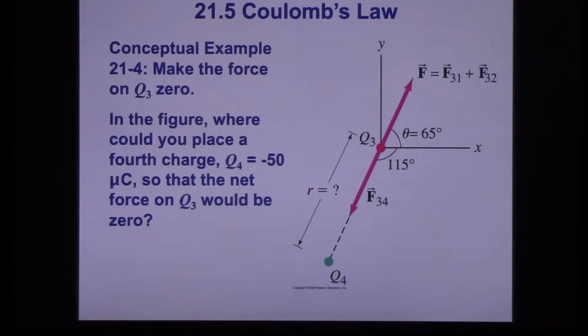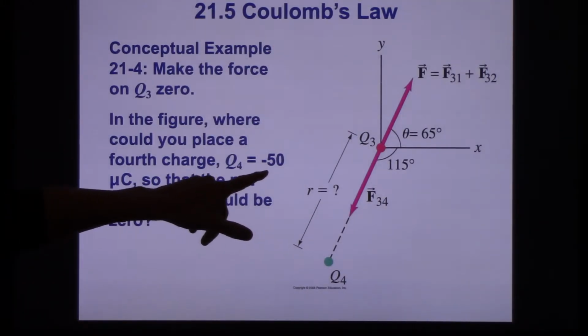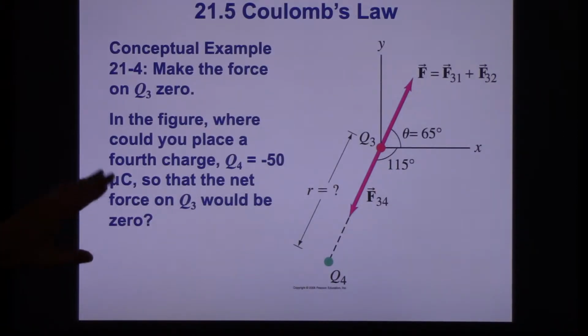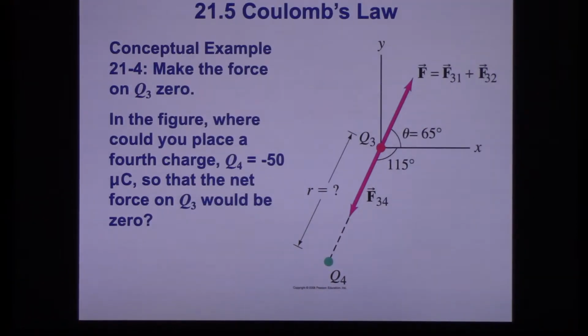They asked, this is kind of an interesting question. Let's imagine that we take a 4th charge that's negative, and it has a charge of 50 microcoulombs. Where could we put that so that charge 3 now would have no net force at all? All the forces would balance out on charge number 3.